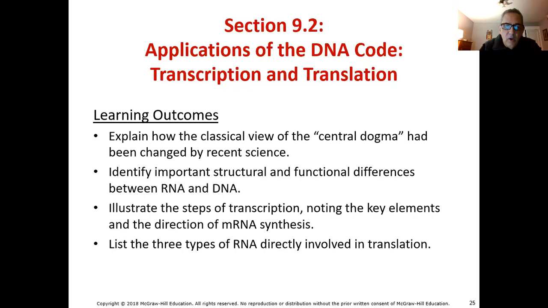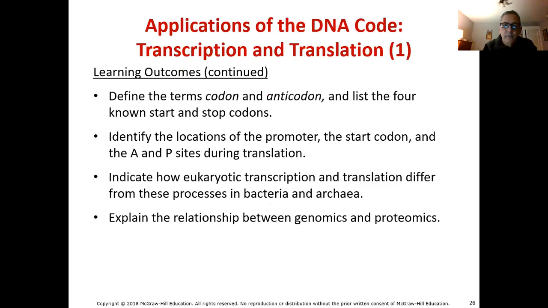We'll talk about the steps of transcription, noting the key elements, and the direction of messenger RNA synthesis. There are three types of RNA that are going to be involved in translation. The information for an RNA is on DNA. So when you make RNA, it's called transcription. When you duplicate DNA, it's called replication. The genetic code is on the DNA. On the messenger RNA, we have what's called the codon that is complementary to the genetic code. And on the transfer RNA is an anticodon to identify which amino acid.